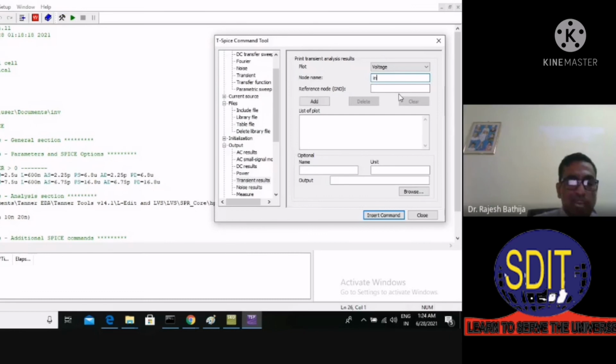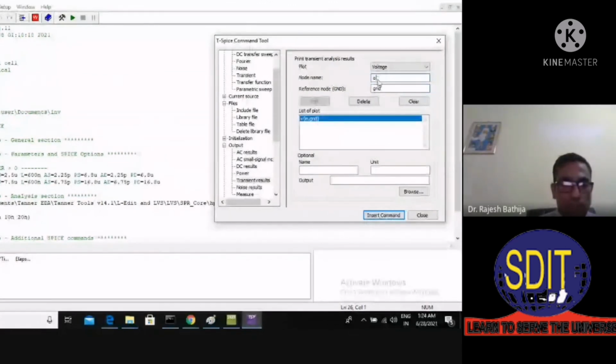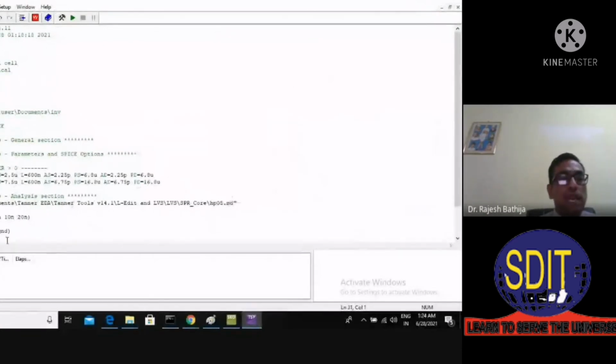So the node name is IN, and the reference node is GND. We will add it over here, and then here in place of IN we have OUT. So GND, and then add over here. So both have been added, and then insert command. So here it is written, and then we are done. Right? Minimum 5 commands we have done.